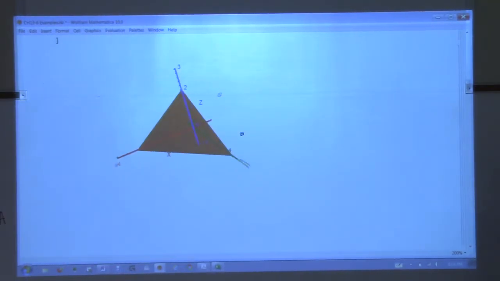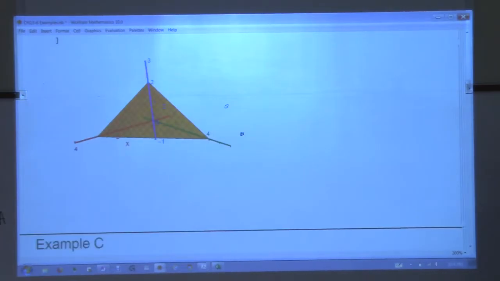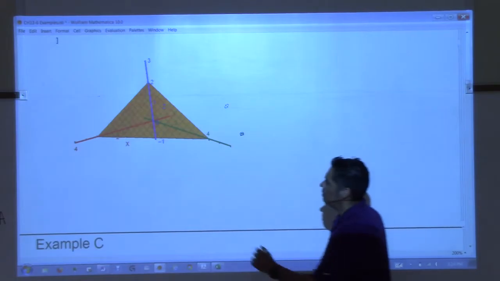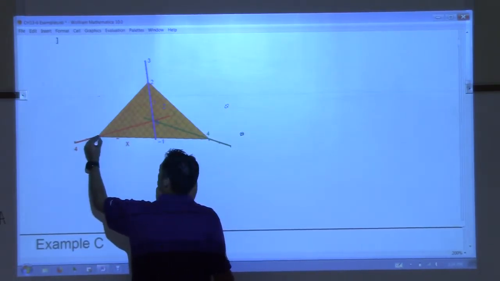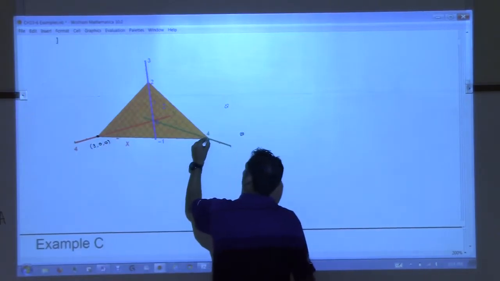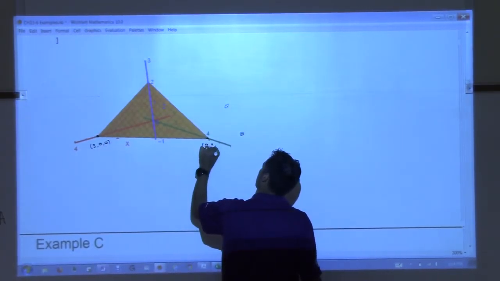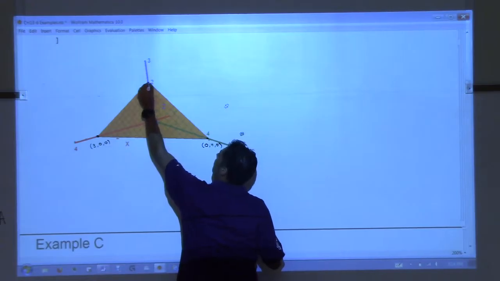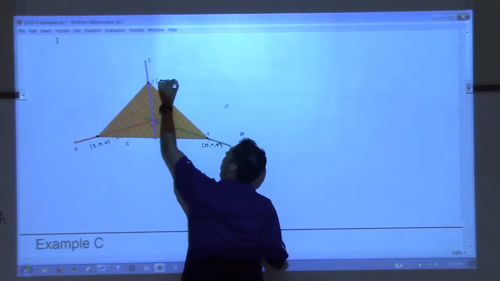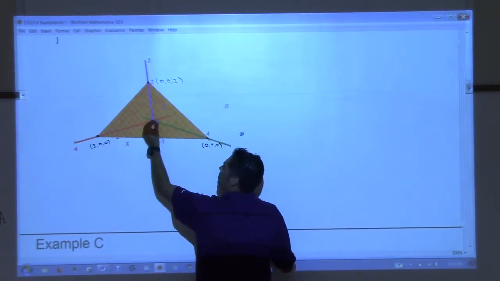Y'all ready to do it? Let me label some points here. This is the point 3, 0, 0. This is the point 0, 4, 0. And this one up here is the point 0, 0, 2. And then the origin's in there, right? 0, 0, 0.